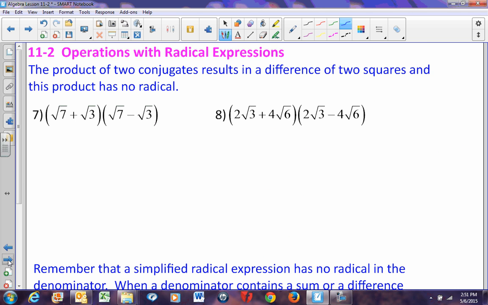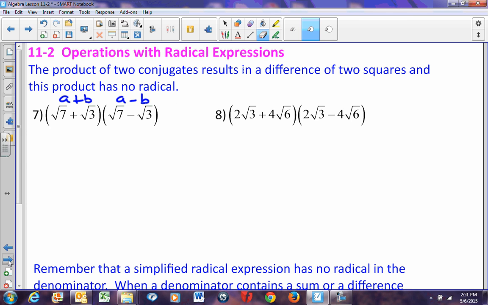All right. The product of two conjugates results in a difference of two squares, and this product will never have a radical. That's what I love about conjugates. If I have the square root of 7 plus the square root of 3 times the square root of 7 minus the square root of 3, notice this is an A plus B, this is an A minus B. This is what I was trying to do a couple problems before that I messed up on because I didn't pay attention to the 3 in the middle.